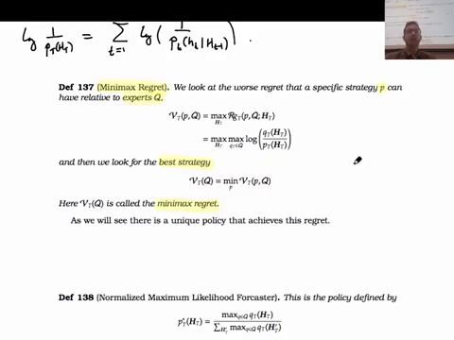So in those sorts of situations, we could think of the maximization here as the environment trying to make things as bad as possible for us.